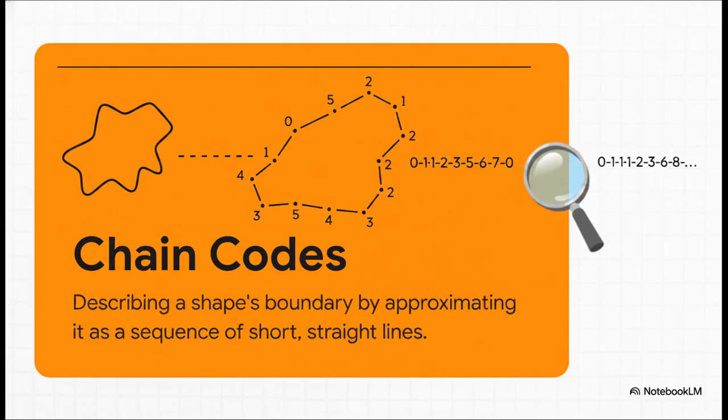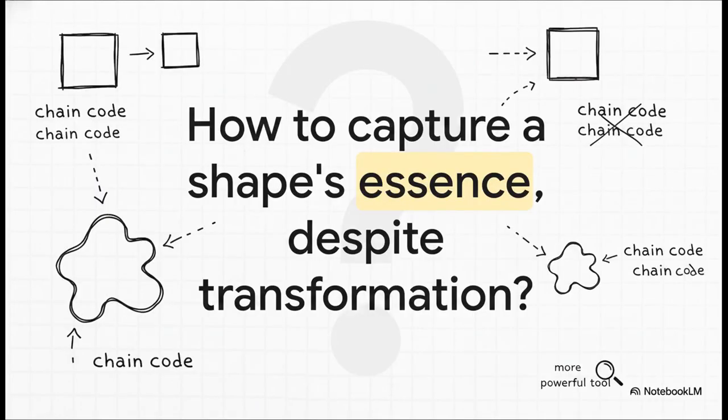It traces the outline of a shape using a bunch of short little lines, and each direction, up, down, diagonal right, whatever, has its own number. So suddenly, a really complex outline gets turned into a simple string of digits like 0, 1, 1, 2, 3, and so on. But there's a catch. If you take that shape and you rotate it, or you make it bigger or smaller, that whole sequence of numbers, the chain code, it changes completely.